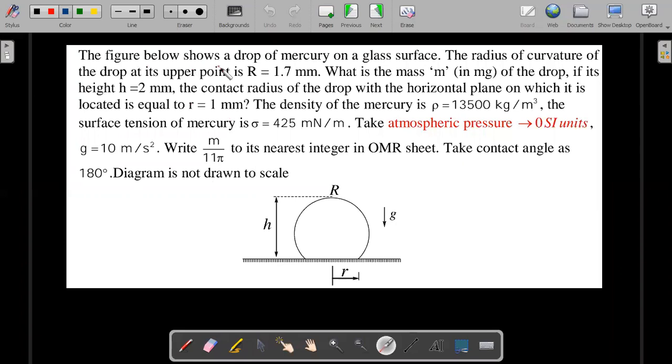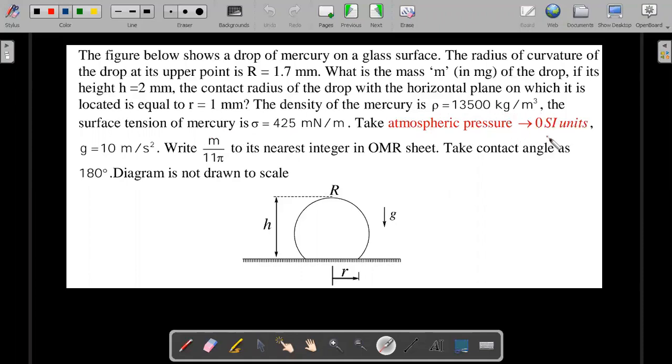A figure below shows a drop of mercury on a glass surface. The radius of curvature of the drop at its uppermost point is capital R equal to 1.7 millimeter. What is the mass m in milligram of the drop if its height h is 2 millimeter and the contact radius of the drop with the horizontal plane on which it is located is equal to 1 millimeter. So the contact radius is 1 millimeter. The density of the mercury drop is 13500 kg per meter cube, and the surface tension of the mercury is given as 425 millinewton per meter.